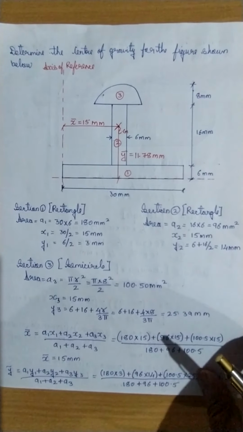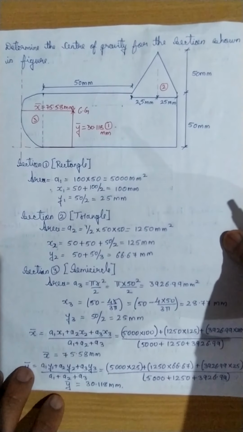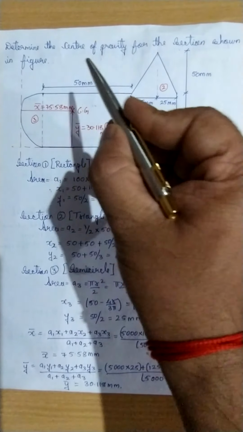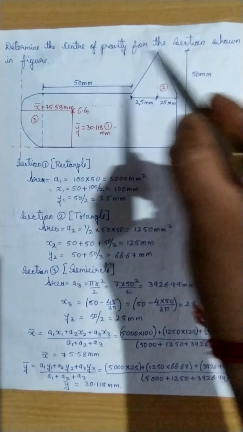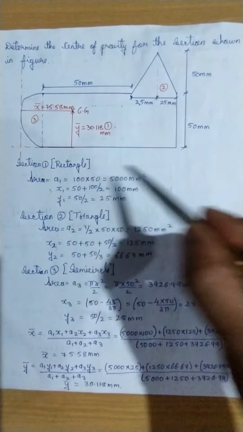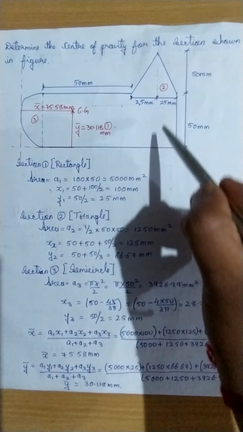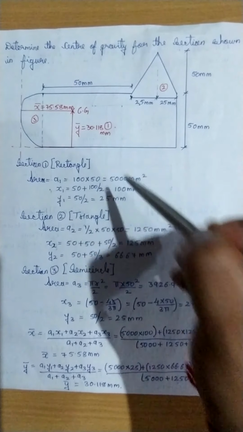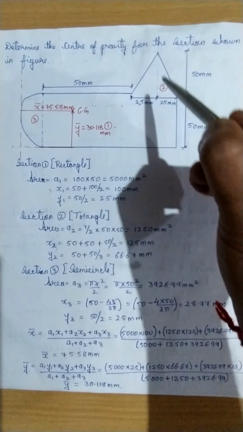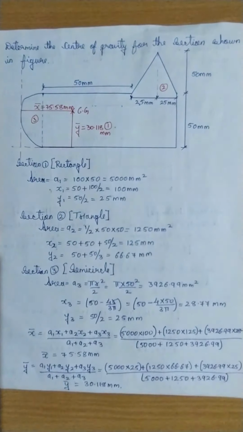Now let us see one more numerical wherein a semicircle as well as a triangle is involved. So this is a section. Determine the center of gravity for the section shown in the figure. Again this is a single geometry. What I did is I converted this portion into a rectangle, which I take as section 1, this as a triangle which is section 2, and this as a semicircle which is section 3.